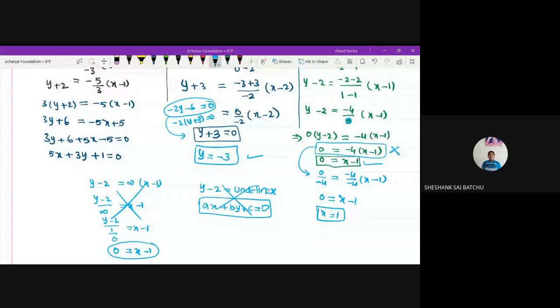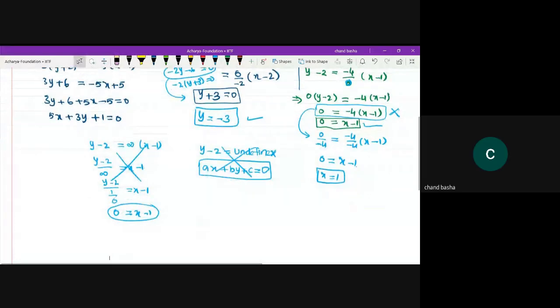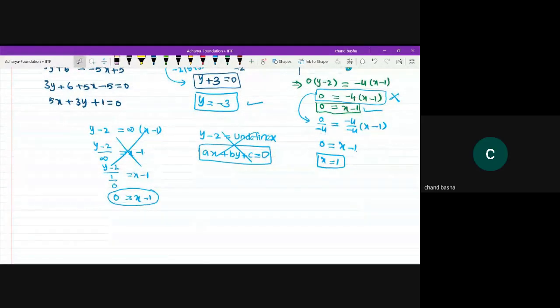Can I go for the next point, guys? Yes, sir. Sir, your screen is black. Sir, it is visible. I'll go for point number 7. Sir, I have a doubt. Yes, please.